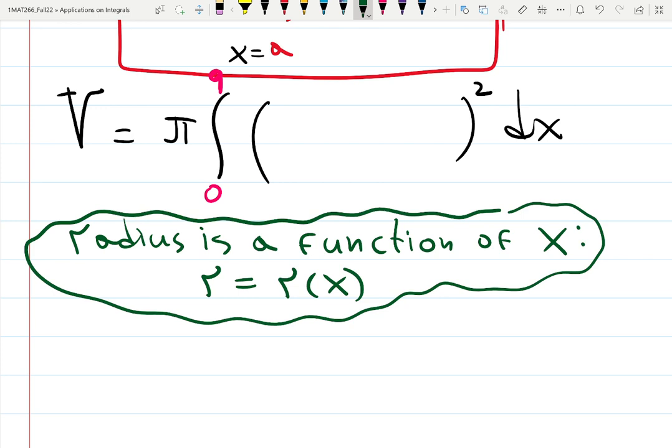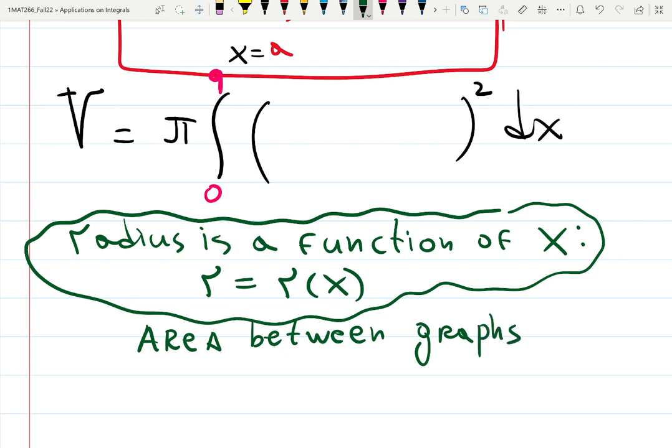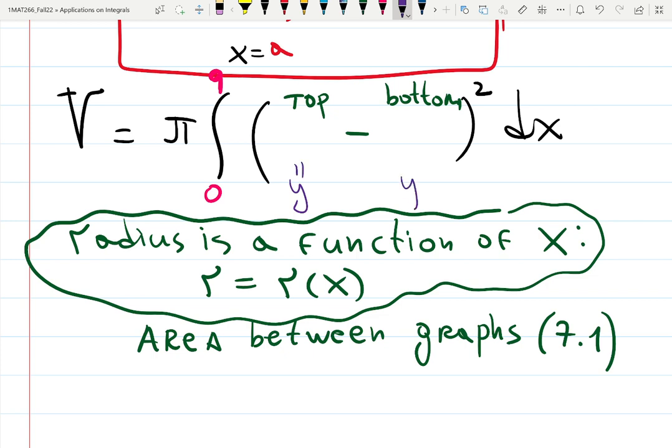And it's going to be area between graphs, or curves, graphs, which we learn in 7.1. In this case, top minus the bottom. Top minus bottom. Go back to the 2D graph and check which function is at the top and which function is at the bottom. There should be y equals blah, blah, blah. Y equals blah, blah, blah. Top minus the bottom. Who can tell me?